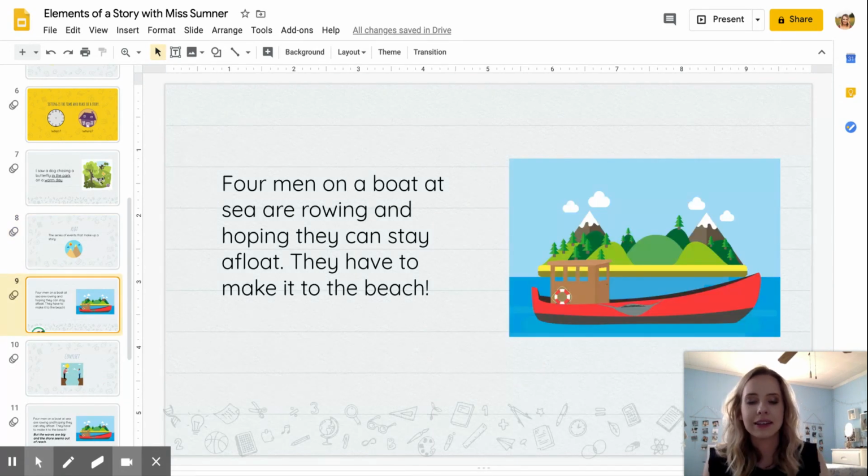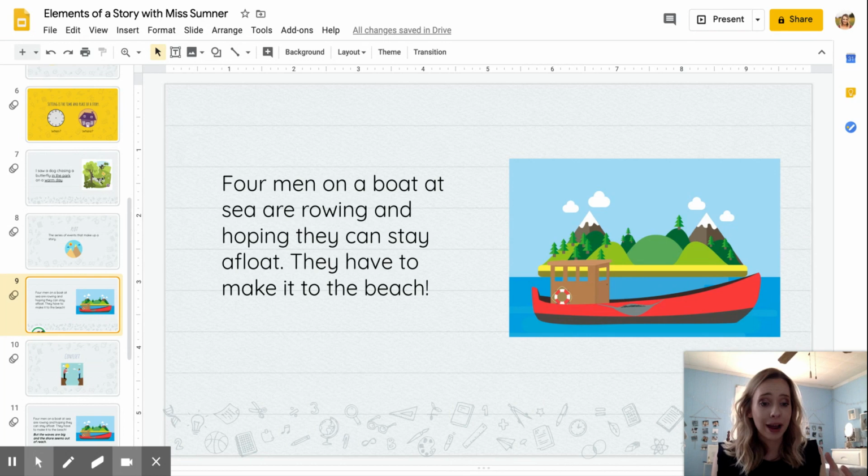So let's look at this example. Four men on a boat at sea are rowing and hoping they can stay afloat. They have to make it to the beach. So I want you to pause this video really quickly, and I want you to think. I want you to determine what you think the plot might be, and I'll be here waiting.